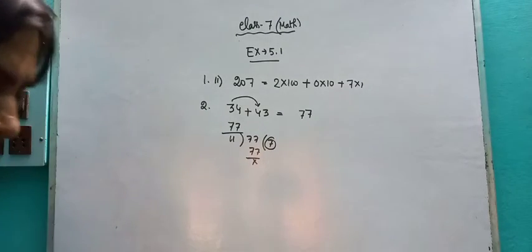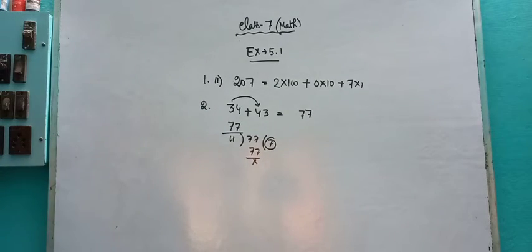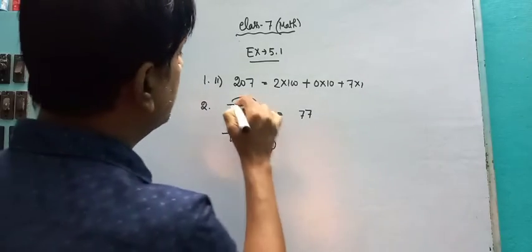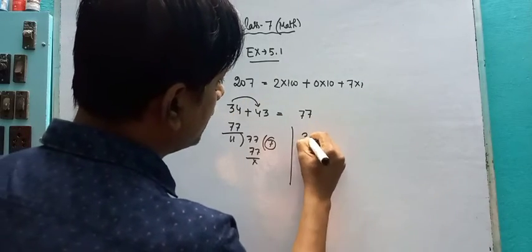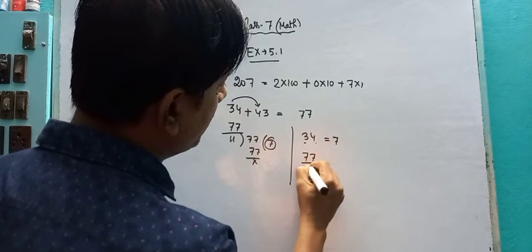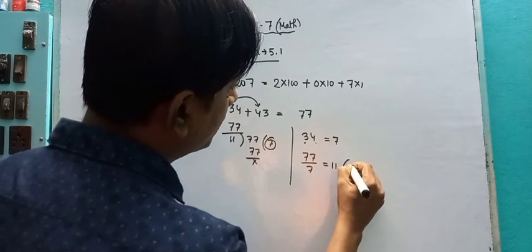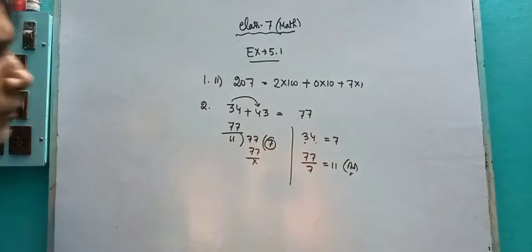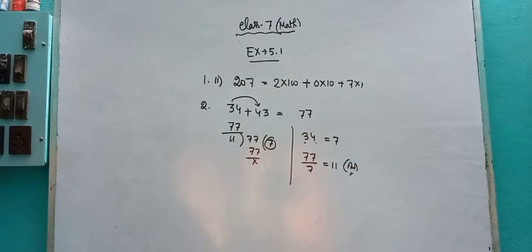And when this is divided by the sum of the digits, what is the sum of the digits? 34, sum of the digits 4 plus 3 is 7. 77 divided by 7 is 11. 11 is your answer. Clear to all of you? Okay.